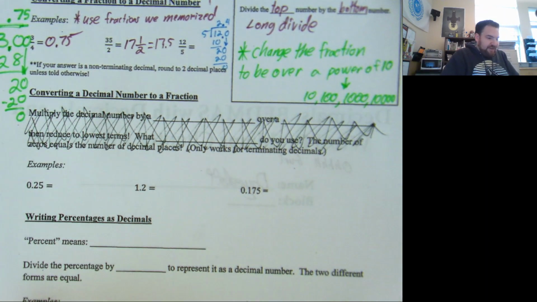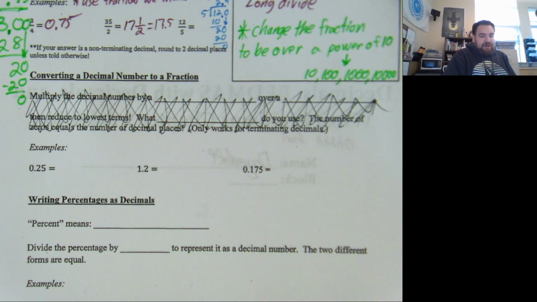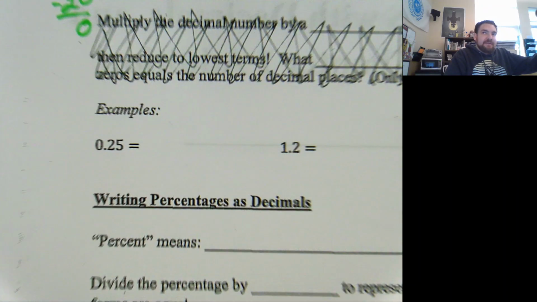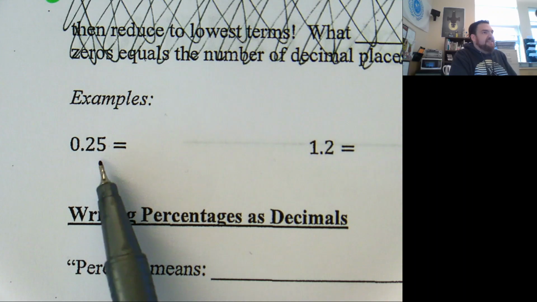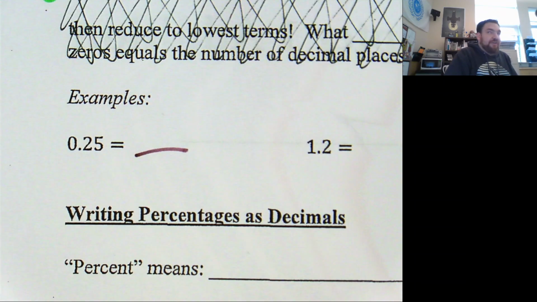We're going to scribble that out. Converting a decimal number to a fraction is easier than this. Why write it out? Let's just do it. When you're converting a decimal to a fraction, all you need to do is look at what place the last digit is in and make that the denominator of your fraction.